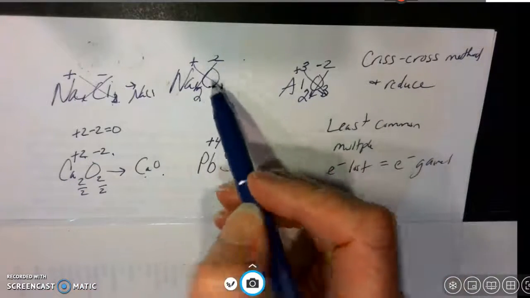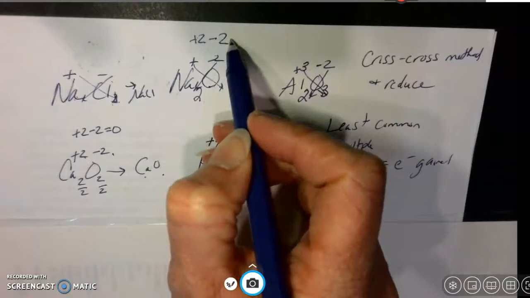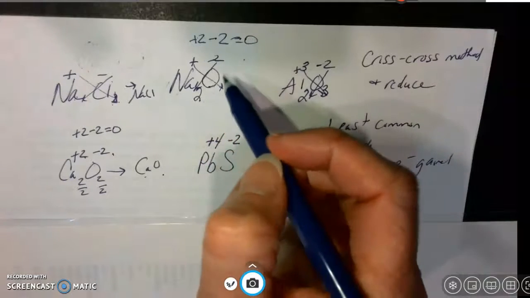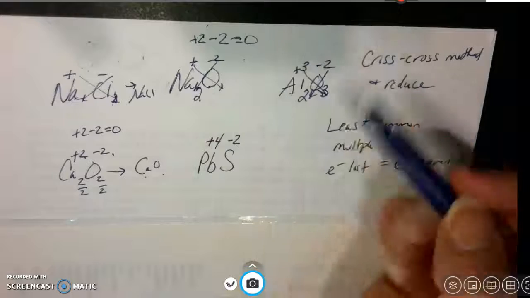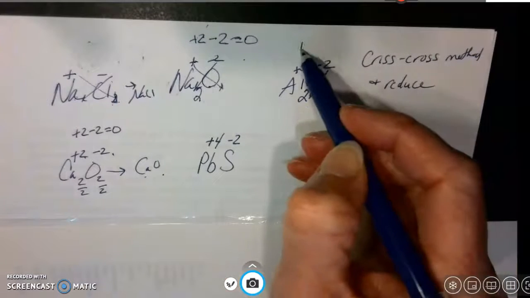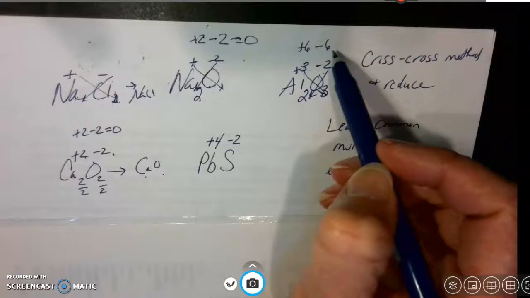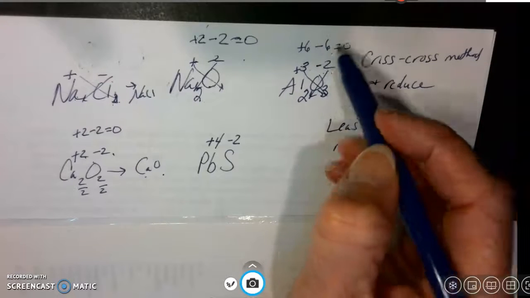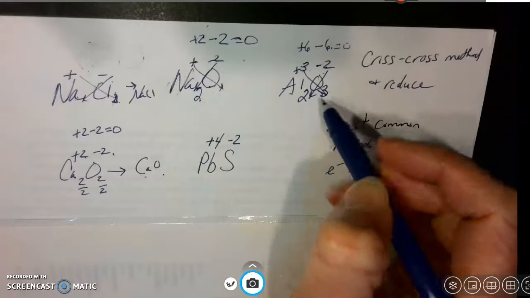Okay, here, least common multiple is going to be 2. So I need +2 and -2 to get to 0. So I need 2 times the +1 to get my +2 here. I need 2 times +3 to get +6, and 3 times -2 to get -6. So 3 and 2, least common multiple is 6. So 6 divided by 2 is going to give you 3.